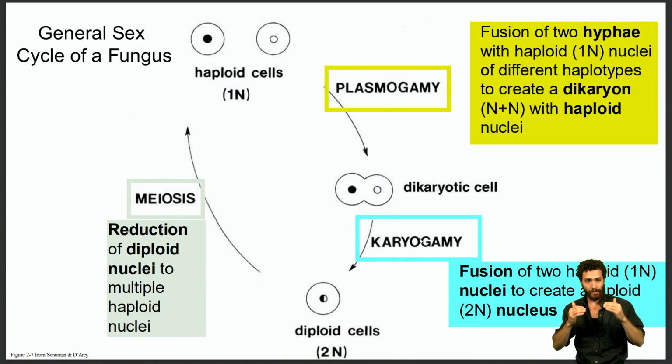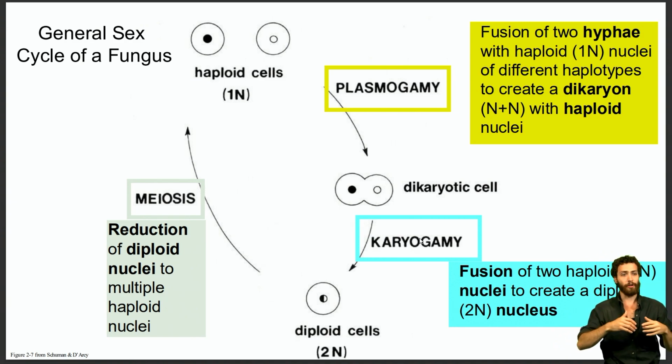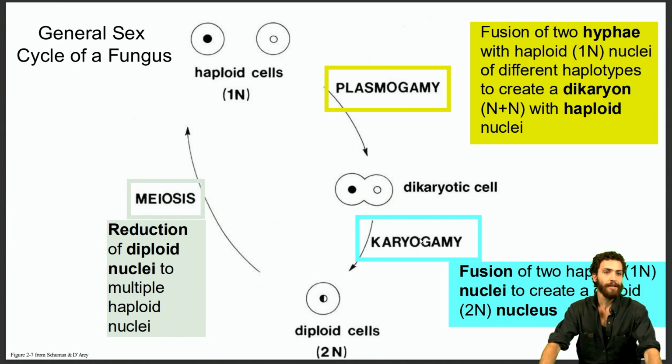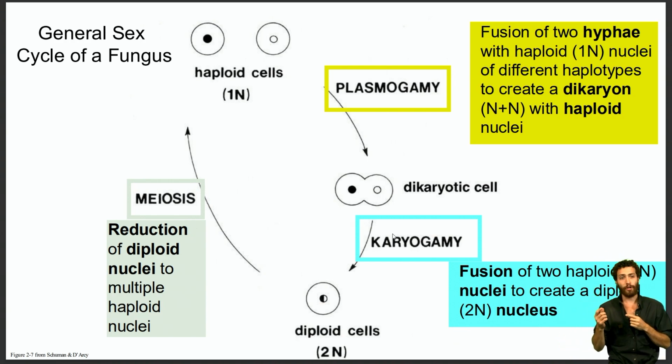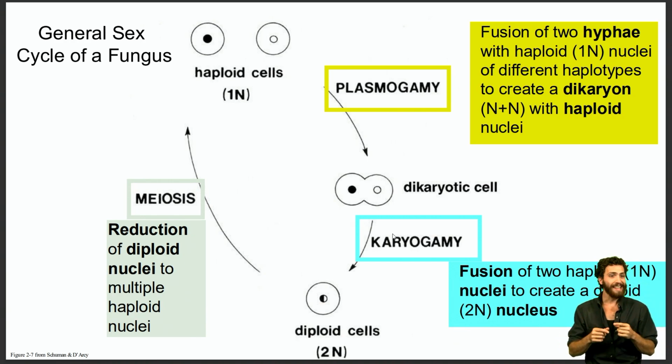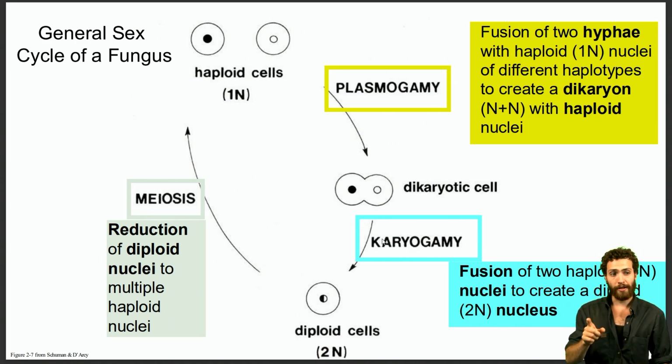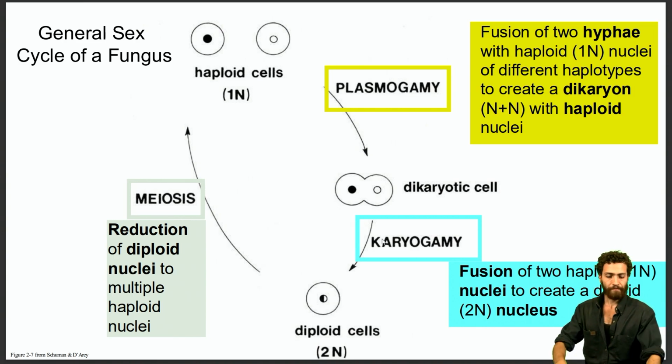Karyogamy often occurs in the hymenium of an ascocarp or an ascoma or a basidiocarp or a basidioma. So we'll look at this big picture. But basically, karyogamy is similar to fertilization in that it results in a diploid nucleus. However, it's different from fertilization in that it doesn't start from two separate haploid cells. It starts from cells that are dikaryotic, where each cell has two haploid nuclei. This is a very important distinction between fertilization and karyogamy.